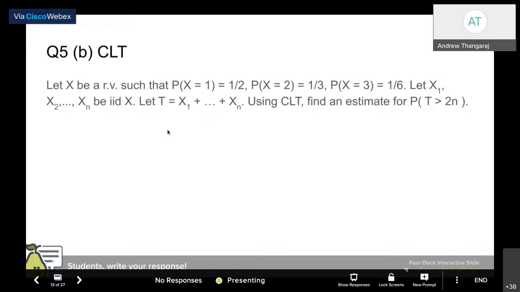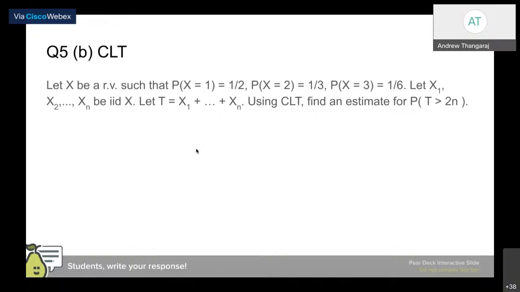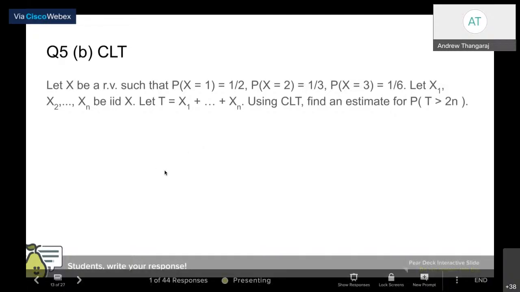Again, CLT will need mean and variance, right? You remember the mean and variance for T. Once you find the mean and variance, you can use CLT. I'll also show you the solution. These are actually simple arithmetic steps, but it's good to see them once and make sure you get the right answer.